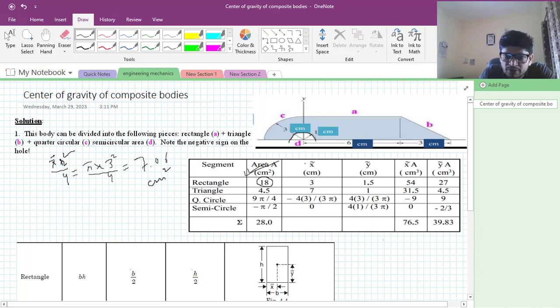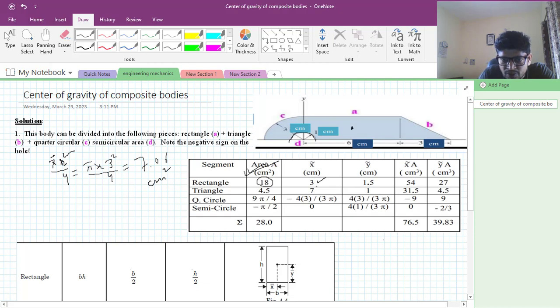Now we have to find out the x direction from this y axis. This quadrant we will take the x in negative, rest of the rectangle and this triangle we will take as positive. So if we talk about the rectangle, it will be 3. Why? Because the center of gravity of a rectangle is here, you can see, and it is the center of the rectangle in x-axis, so it is 6 by 2, so it will be 3 centimeter.